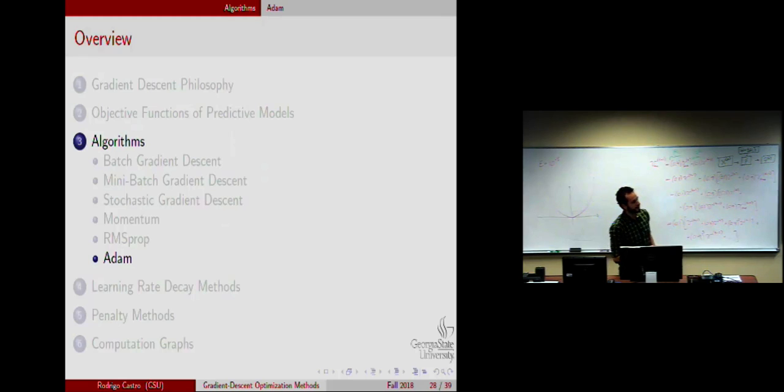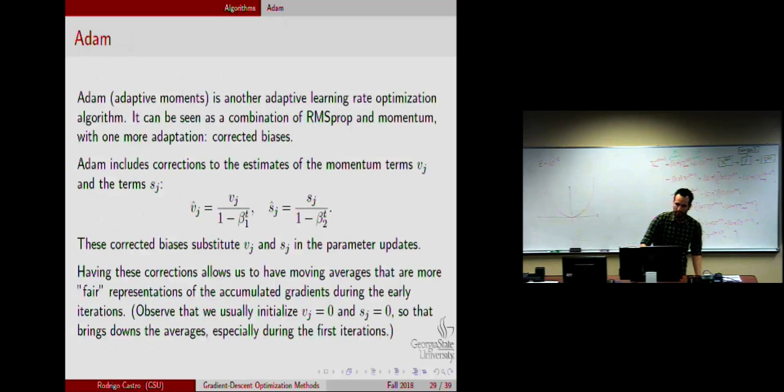Okay, Adam. The Adam algorithm is a combination of momentum and adaptive learning rate. The usual implementation is just the combination of those two. The original algorithm includes these two terms. Instead of the velocities Vj, it will be this corrected Vj. Those are called bias corrections.